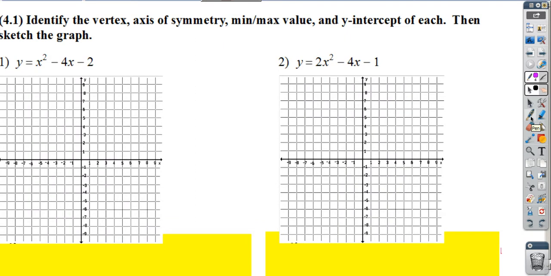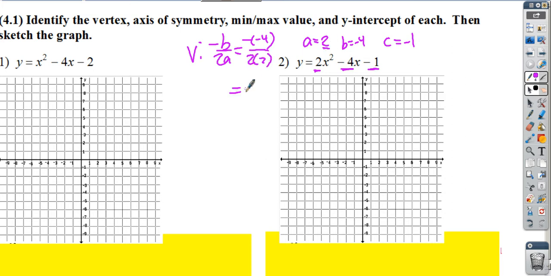So let's start with the vertex. Let's write our A, B, and C. Our A is this number, so 2. B is negative 4. C is negative 1. Okay, so the vertex, V, is going to be negative B over 2A. Negative B will be negative negative 4 over 2 times A. A is 2, so 2 times 2. Negative negative 4 is 4, and 2 times 2 is 4. So there is the x-coordinate of the vertex.